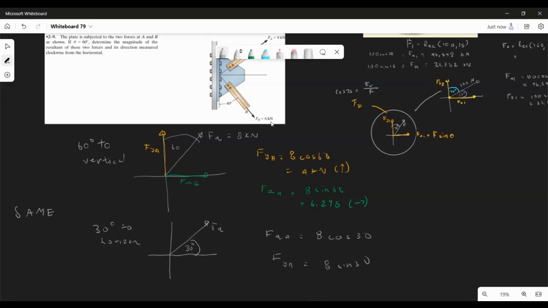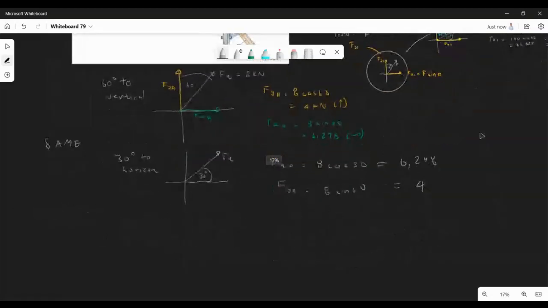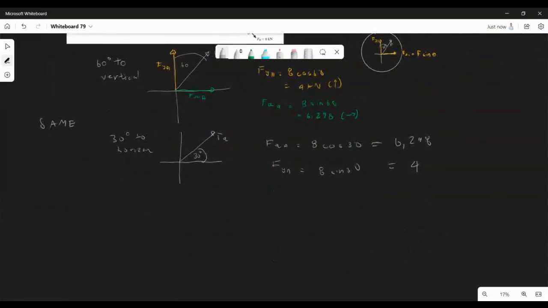Are we all on the same page there? You can keep kilonewton and newton, it's fine, don't worry. You guys get that? What's FXA? Yeah, can you see? It's exactly the same as the previous one. It's 6,928, and this will be 8 times a half, sine 30, it's going to be 4. Same story, two different ways of looking at it. Is that clear to everyone?